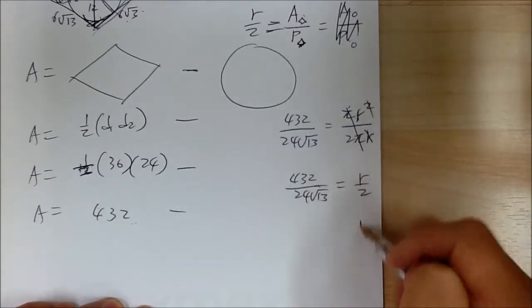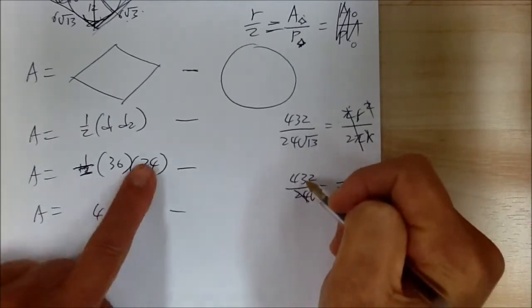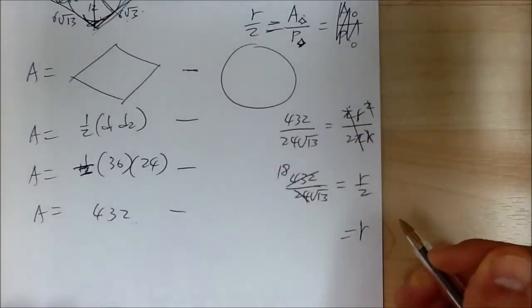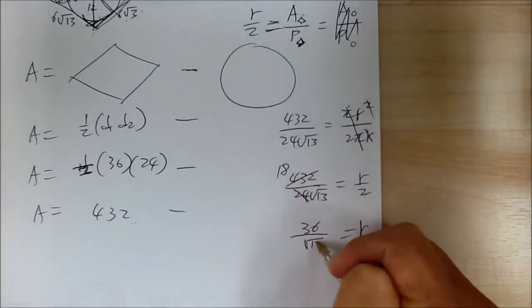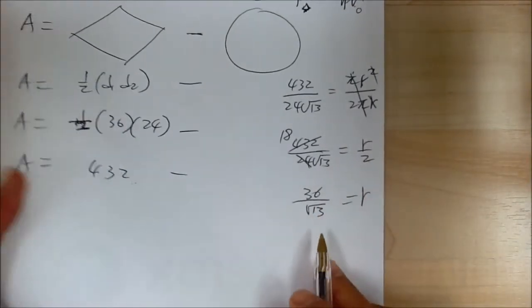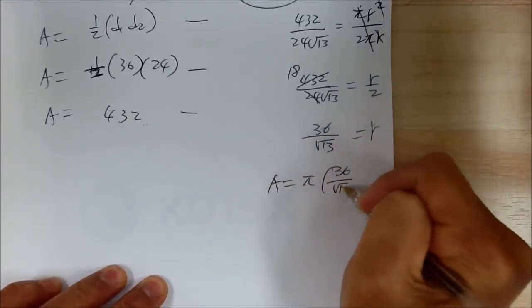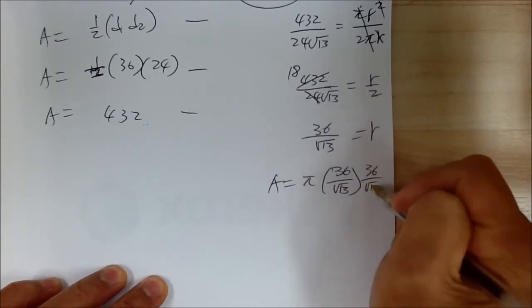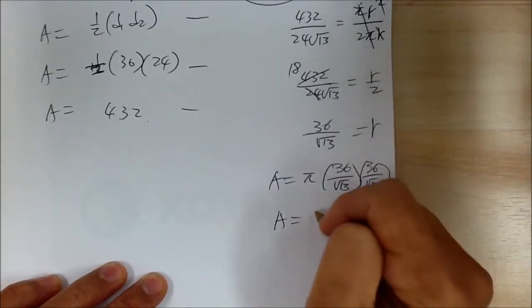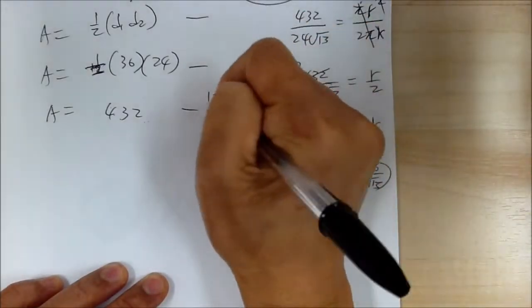So from here you can see that the radius equals, this can reduce. This came from 18. So it will give you 36 over square root of 13. And from here you can figure out your pi r squared. Don't worry about simplifying these. So area equals pi r squared, and you can multiply out. And so this will give you 1296 pi over 13. And you can put this over here.